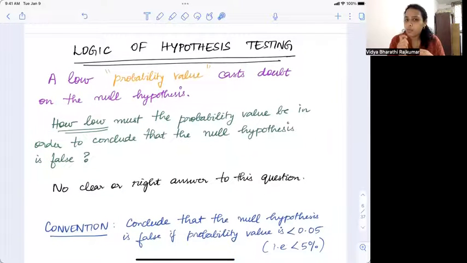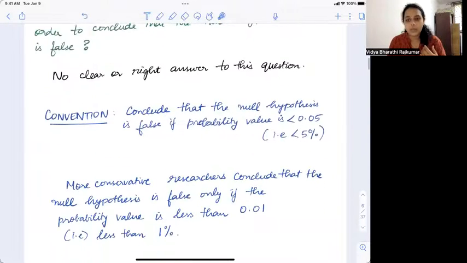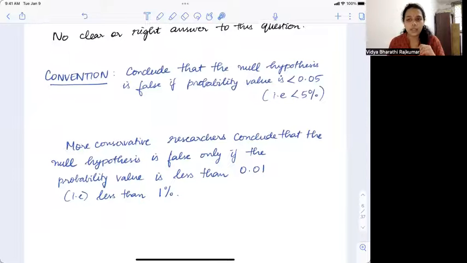Now, how low must this probability value be for us to conclude that the null is false, that there is cheating happening? How unlikely must the event that is happening be, how low should the probability of that be, for you to conclude that I doubt if this is truly happening due to chance, I'm beginning to suspect there is cheating? Well, there's no clear or right answer to this. The general convention is that we come up with a probability value of 5%.